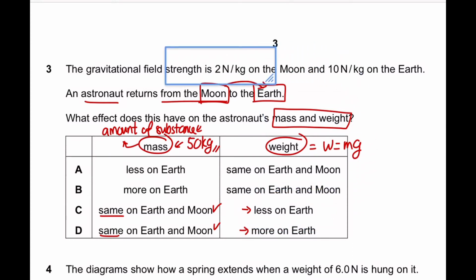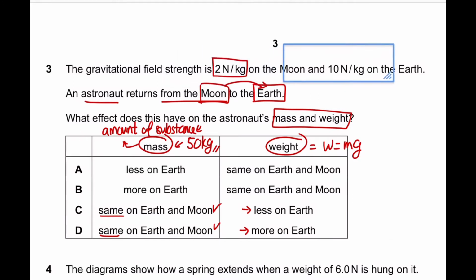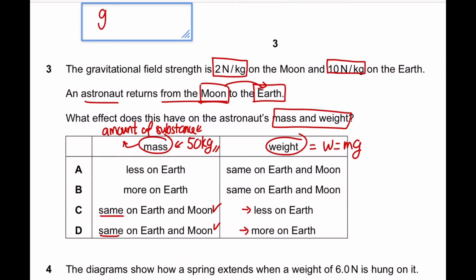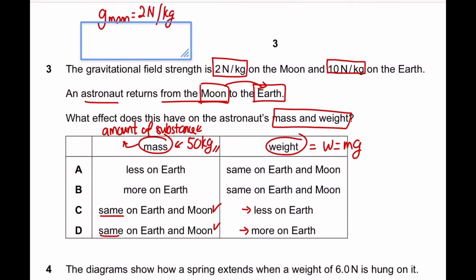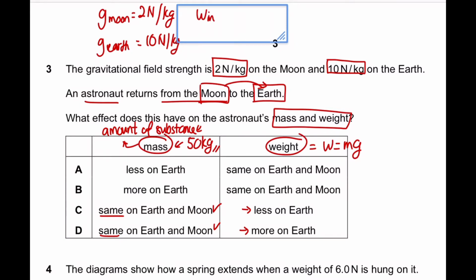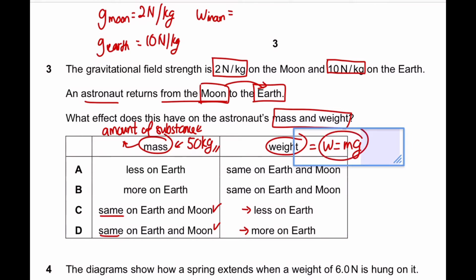To figure that out, we are given the gravitational field strength of the Moon and the Earth, which is shown here. Let me write it down here. Gravity of the Moon is 2 newtons per kilogram, whereas the Earth has 10 newtons per kilogram. So if you were to calculate the weight of the astronaut on the Moon using the formula W equals mg, which is right here, let me highlight it.